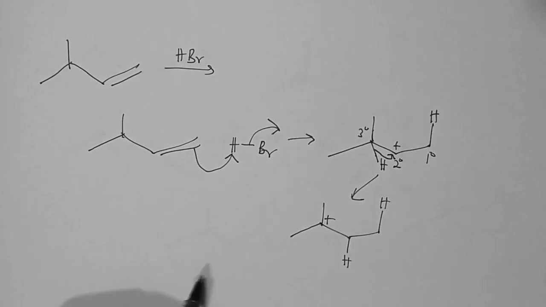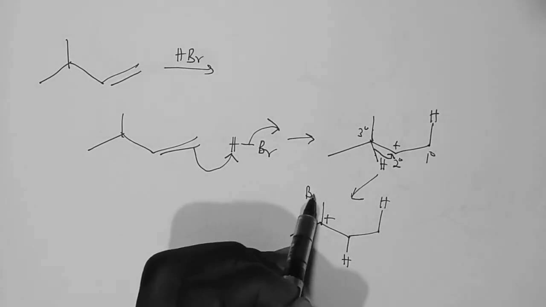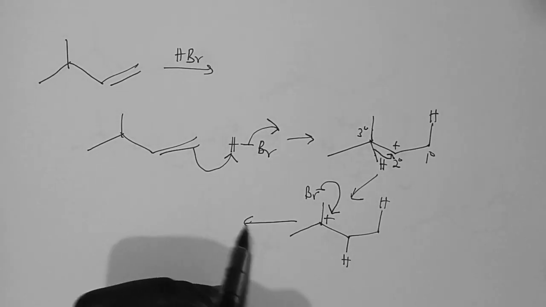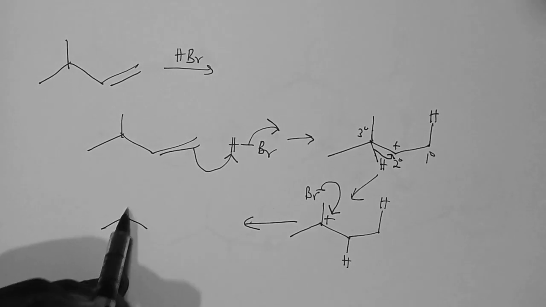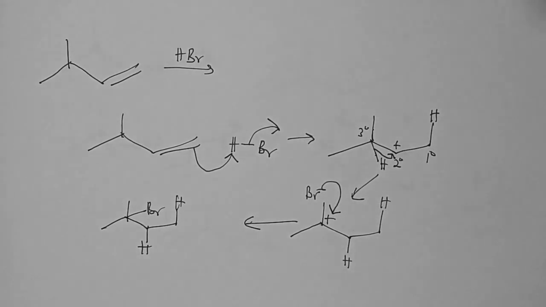Then the plus will move to this side. So in the final step, Br will donate its lone pairs and therefore will form this molecule. So this will be the molecule formed in the final step.